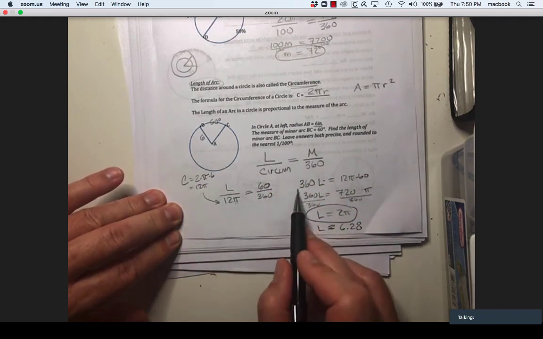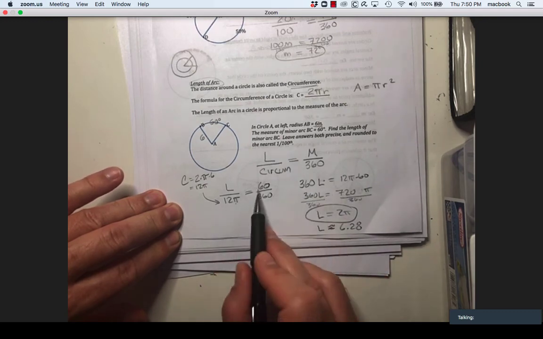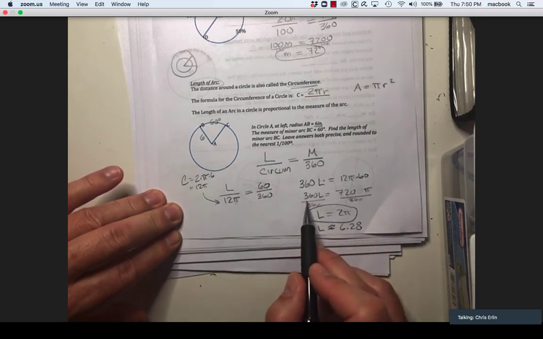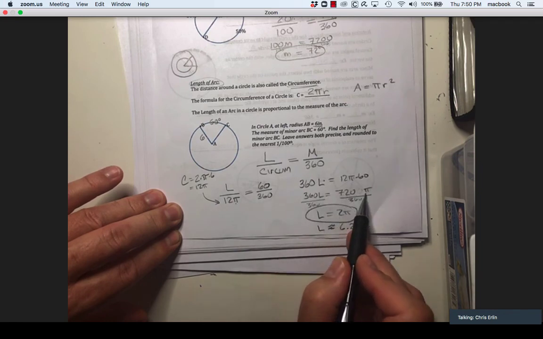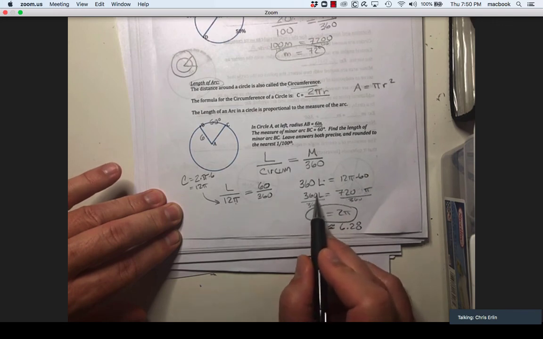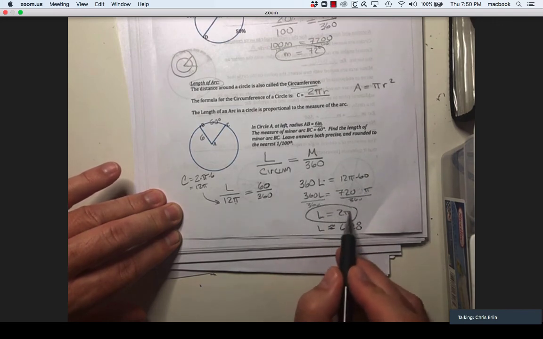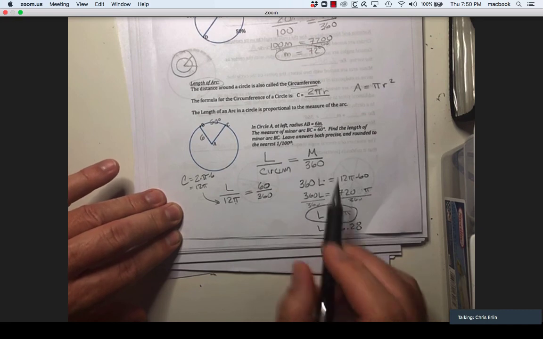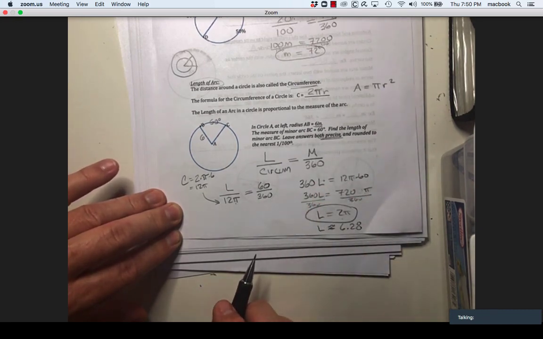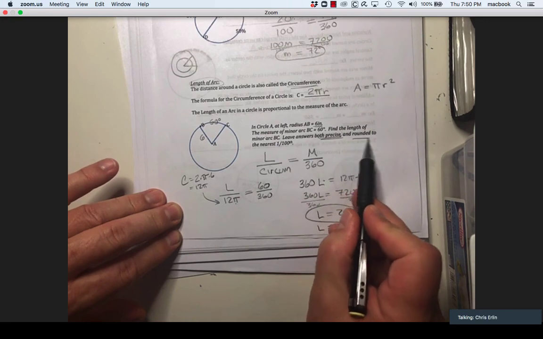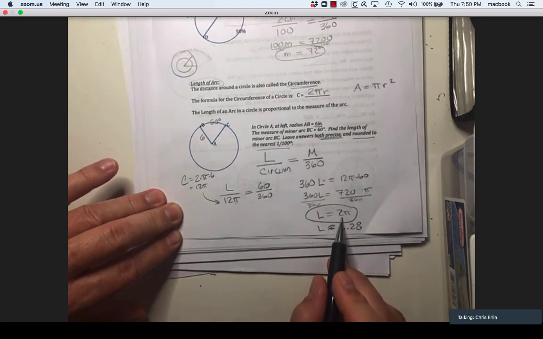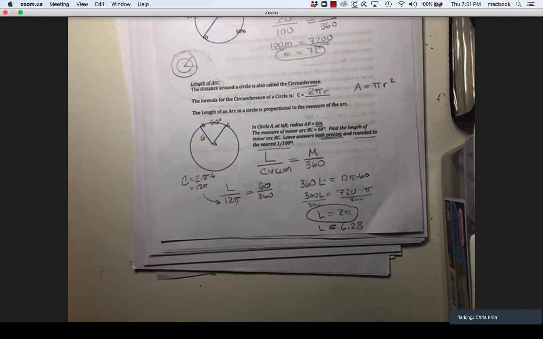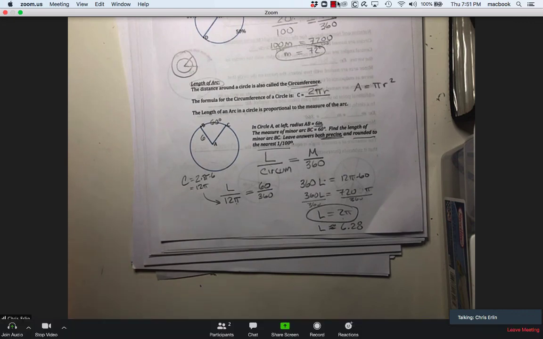And then cross multiply. So 360L equals 12 pi times 60. 360L equals 720 pi. Just leaving the pi symbol there. Divide by 360 so that I'm left with just L. And on this side I get 2 pi. That's a precise answer. It's the perfect answer. It's not rounded in any way. In this case, it asks us to round it to the nearest 100th. So I also plugged in 3.14 for pi, and I get 6.28 as my approximated answer. If that helps, that's chapter 10.2 from our circles unit.